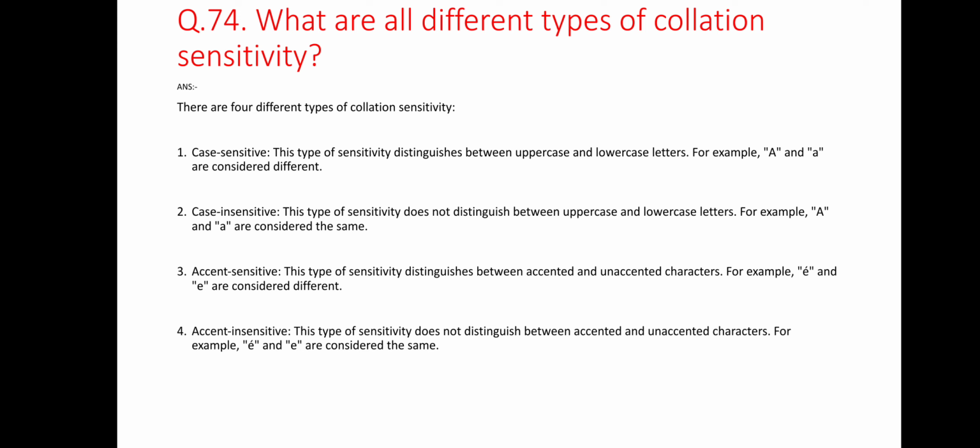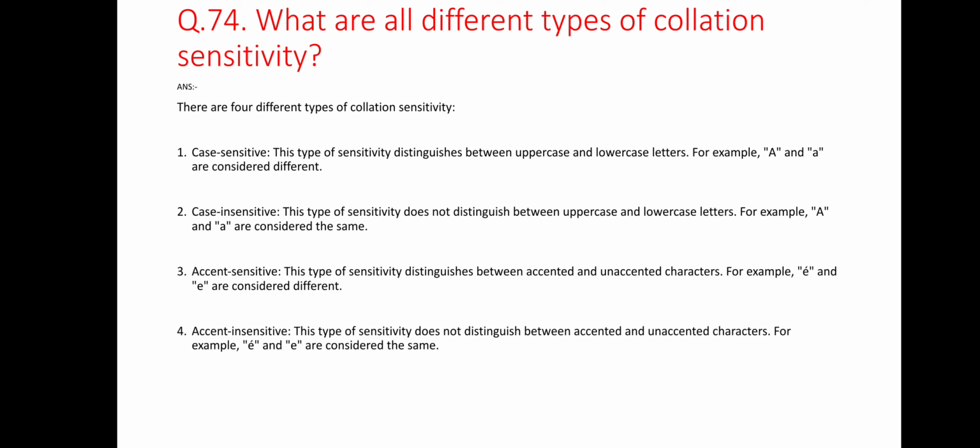Question number 74. What are all different types of collation sensitivity? There are 4 different types of collation sensitivity: case-sensitive, case-insensitive, accent-sensitive, and number 4th, accent-insensitive. Number 1, case-sensitive. This type of sensitivity distinguishes between uppercase and lowercase letter. For example, capital A and small a are considered different.